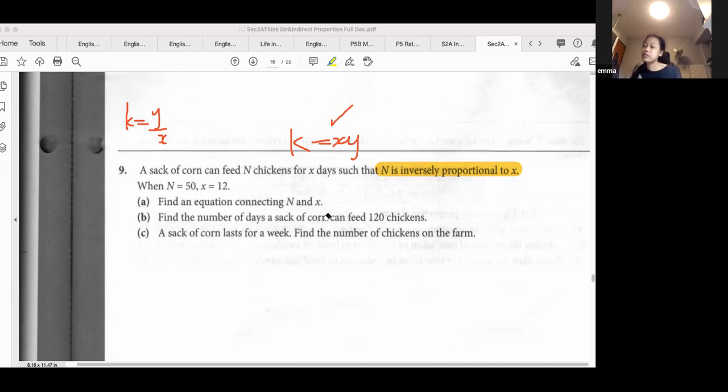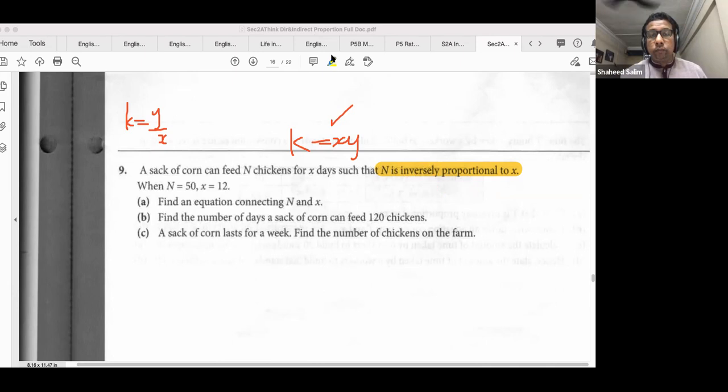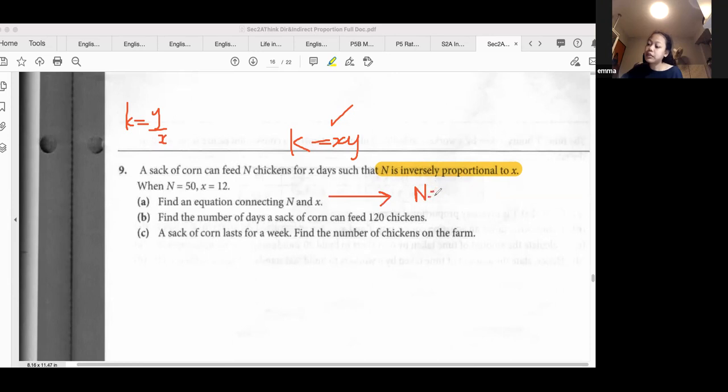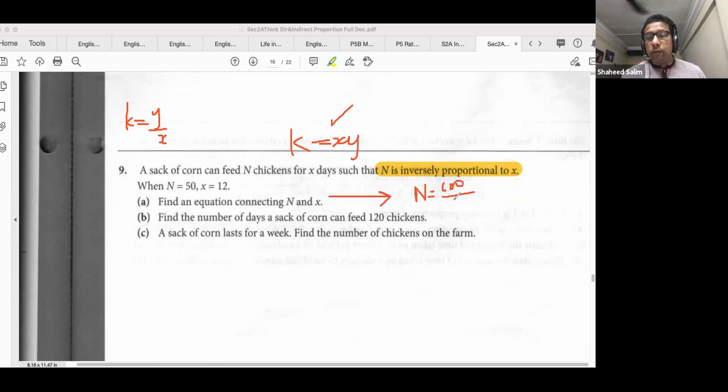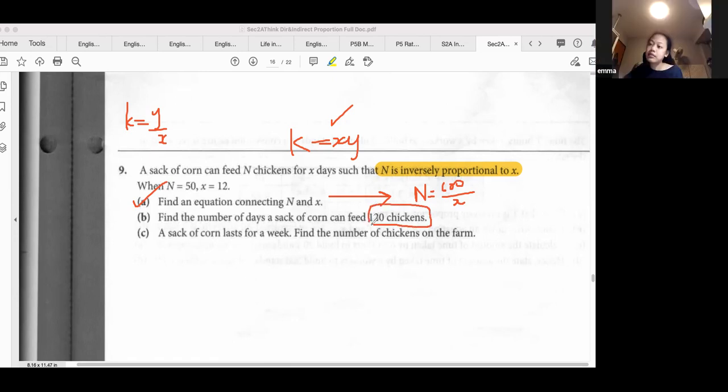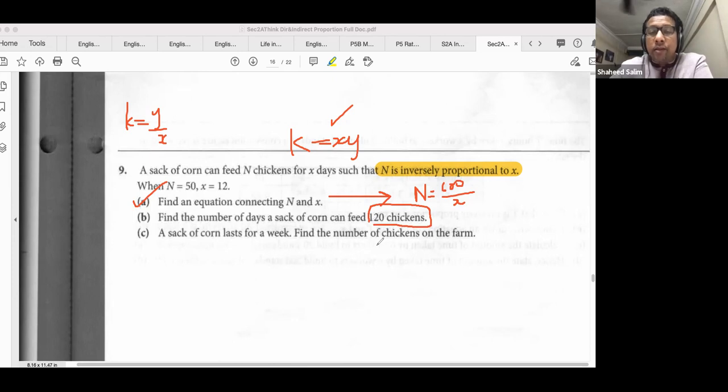Well done. So now what is your equation? Y equals 600 over X. Okay, well done. So you've already answered question A. Can you now do question B? These chickens, is it X or is it N? N. Good. So now you want to find the number of days. Oh no, 155. Okay, so that's 5 days. Sorry, X is days. Okay, so well done. Days and chickens. Okay, good. Okay, next one.